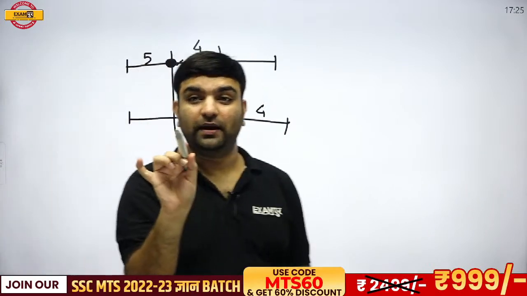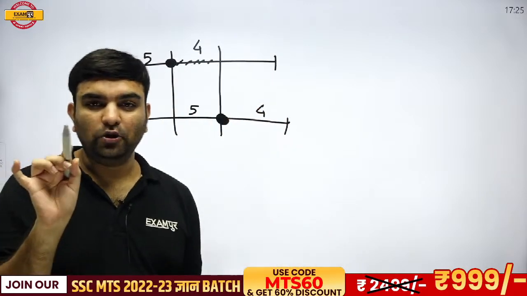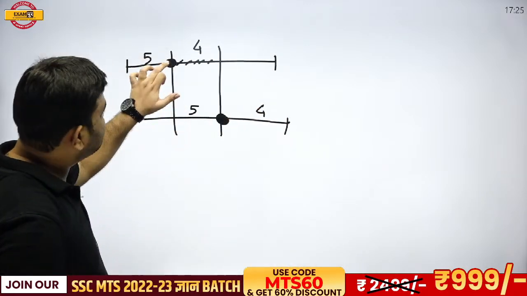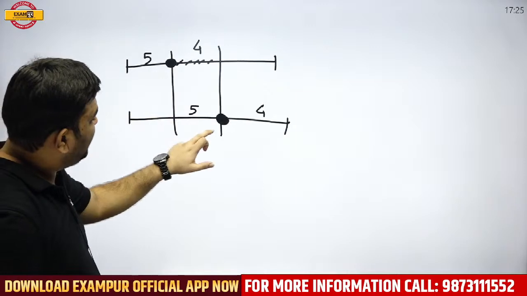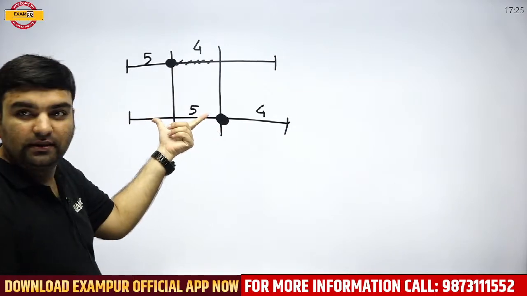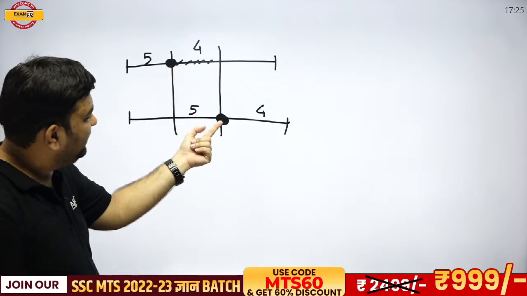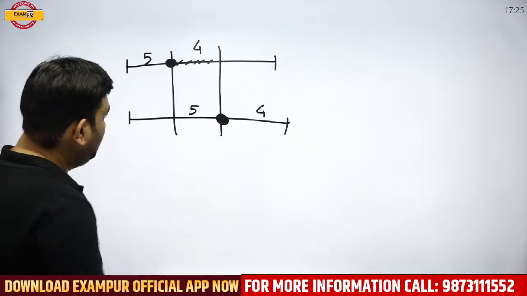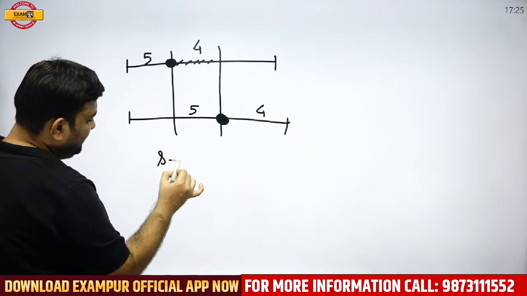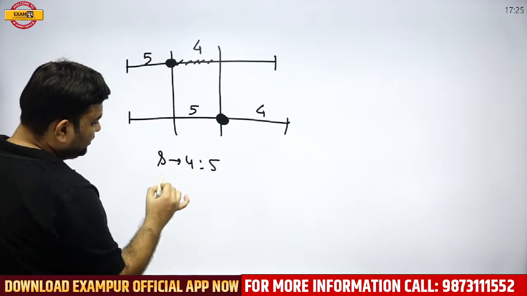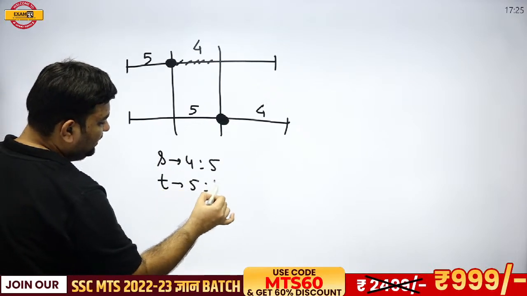Now you will understand much better. Accident here, so reduced speed. Accident here, so original speed 5. So in this portion, speed is in the ratio 4:5, so time would be in the ratio 5:4.